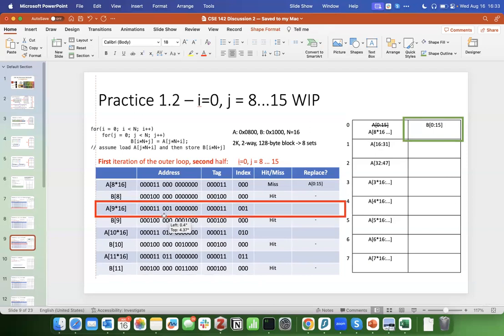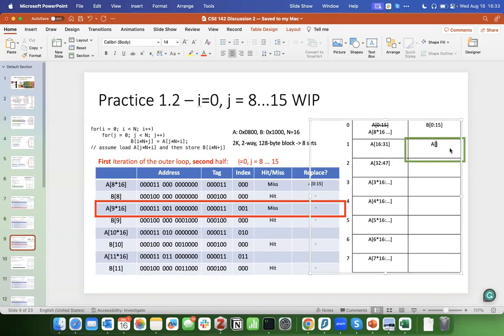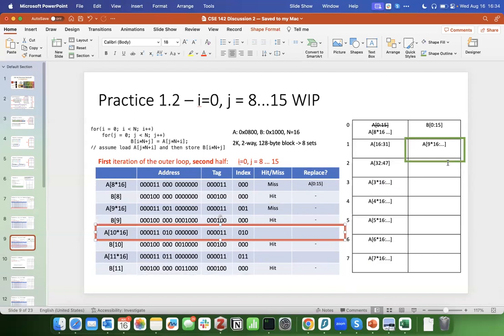And then move on to this A9 to 16, right? Index 001. Well, it's not this one, but I still have an empty entry, right? So nothing to be replaced. But this is a cache miss, compulsory miss. I need to bring it back into the memory. So 9 times 16 and the next 15 elements, right? And same goes for all the subsequent A accesses, right? We're just going to put them one by one.